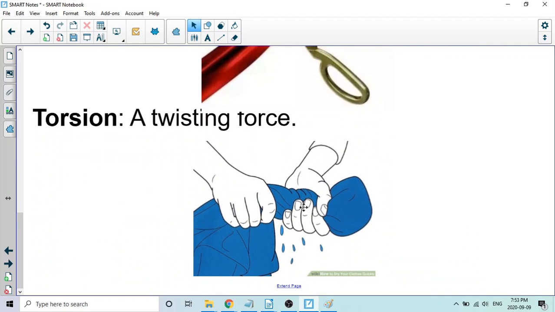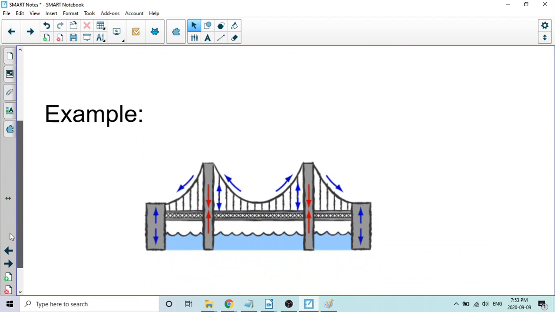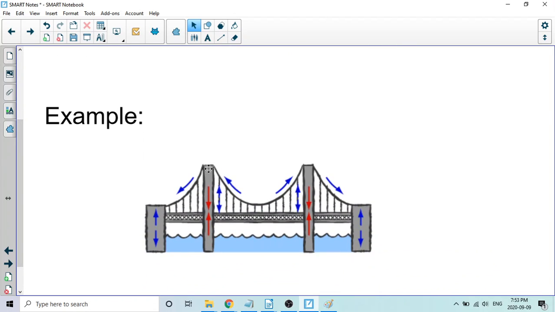And torsion is a twisting force. So like wringing out a towel or turning a screw, right? This idea that there's some twisting going on. Complementary forces are when two different internal forces act on a structure at the same time. So here's our example, right?